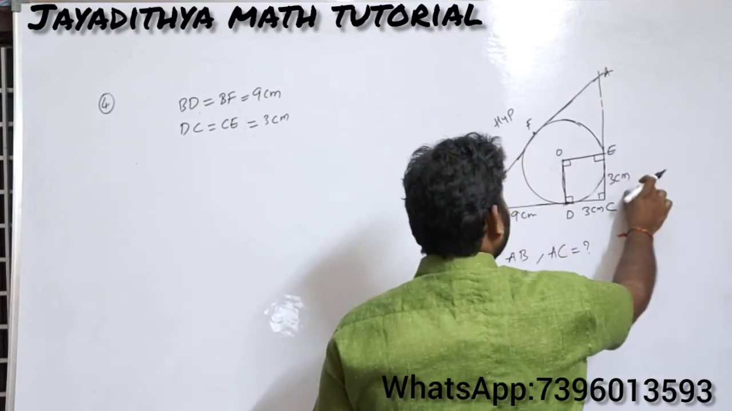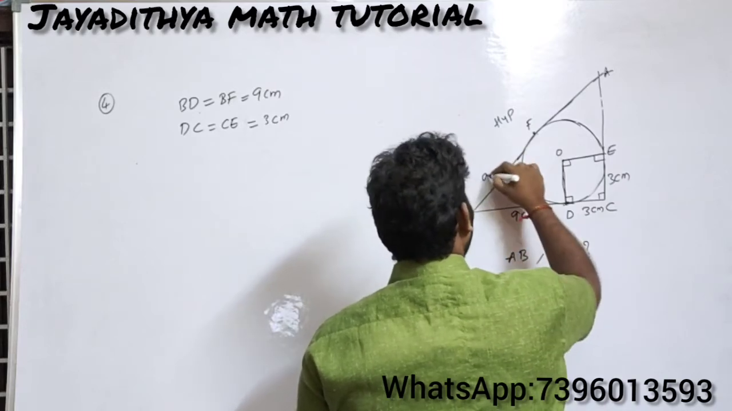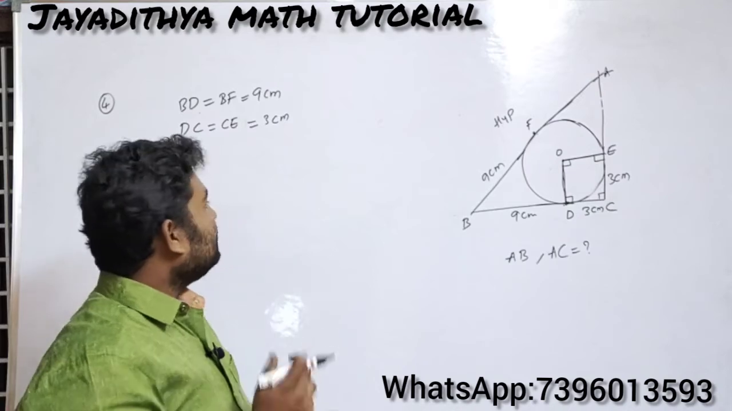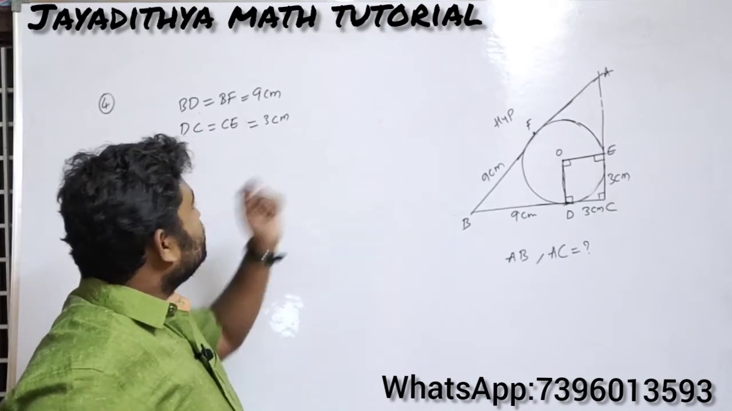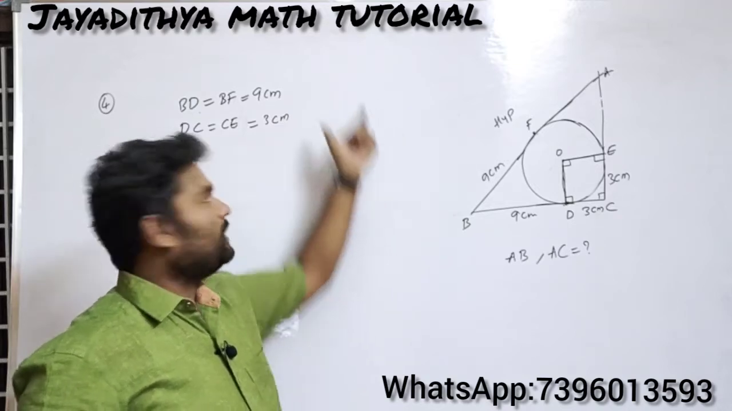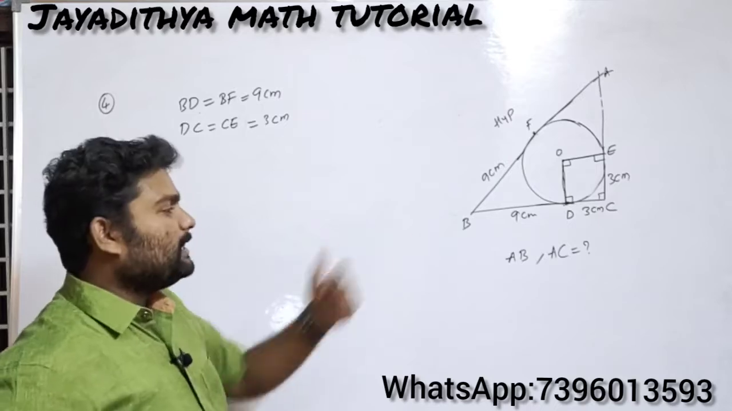So CE will be 3 centimeters, and also you can see that BF is equal to 9 centimeters. Clear? Right. So you should write the reason here. Why? Because lengths of tangents from an external point are equal. So write the reason there. Okay. From the figure, now you should apply the Pythagoras theorem.